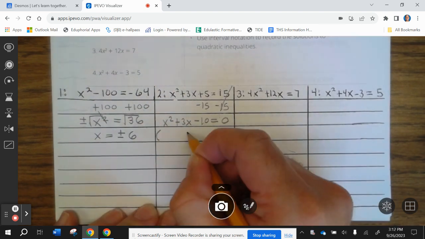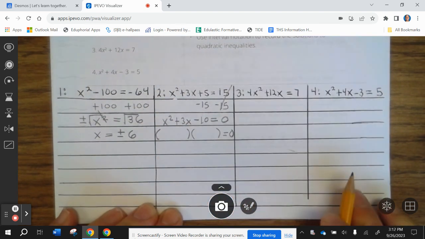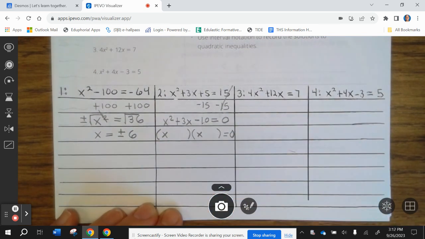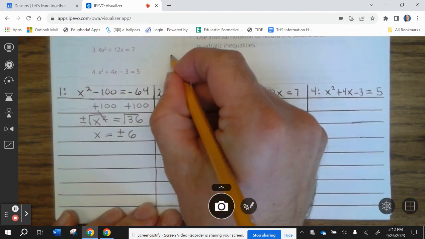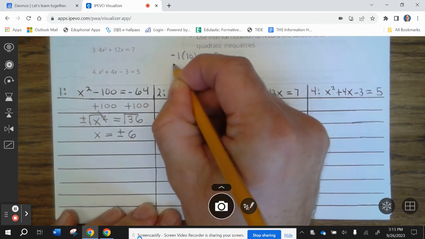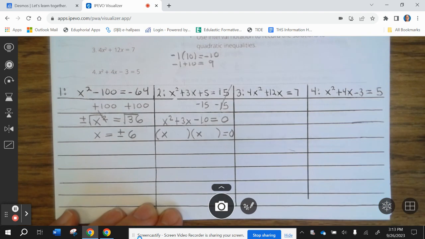Two parentheses equals 0. Now we know x and x makes x squared. Now we need to figure out what numbers multiply to give you negative 10 and combine to be 3. Since the middle number is positive, the bigger number will be positive. So let's try negative 1 times 10 equals negative 10. Negative 1 plus 10 is 9. That doesn't work.